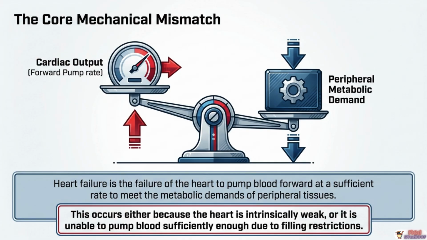This mismatch occurs through one of two fundamental mechanisms. The first is intrinsic myocardial weakness. The heart muscle itself has lost its contractile force and cannot generate sufficient ejection pressure. The second is filling restriction. The heart's pump strength may be relatively preserved, but the volume of blood it receives during diastole is so reduced by structural constraints that the stroke volume is critically inadequate.